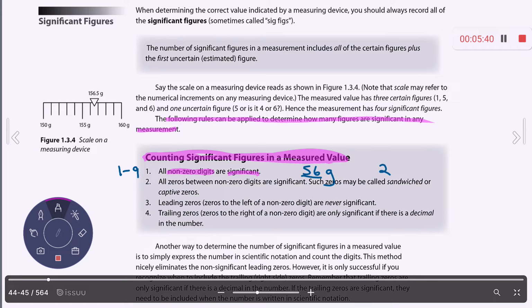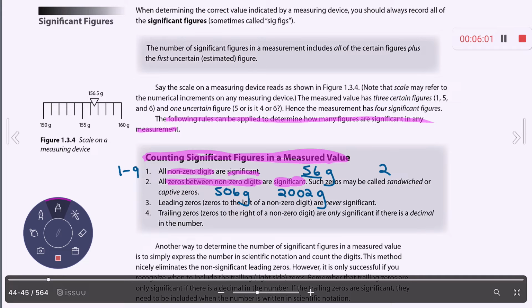Okay? Number 2, zeros between non-zero digits are significant. So that means if you have something like 506 grams or 2002 grams, those would be zeros that are trapped in between the digits 1 through 9.